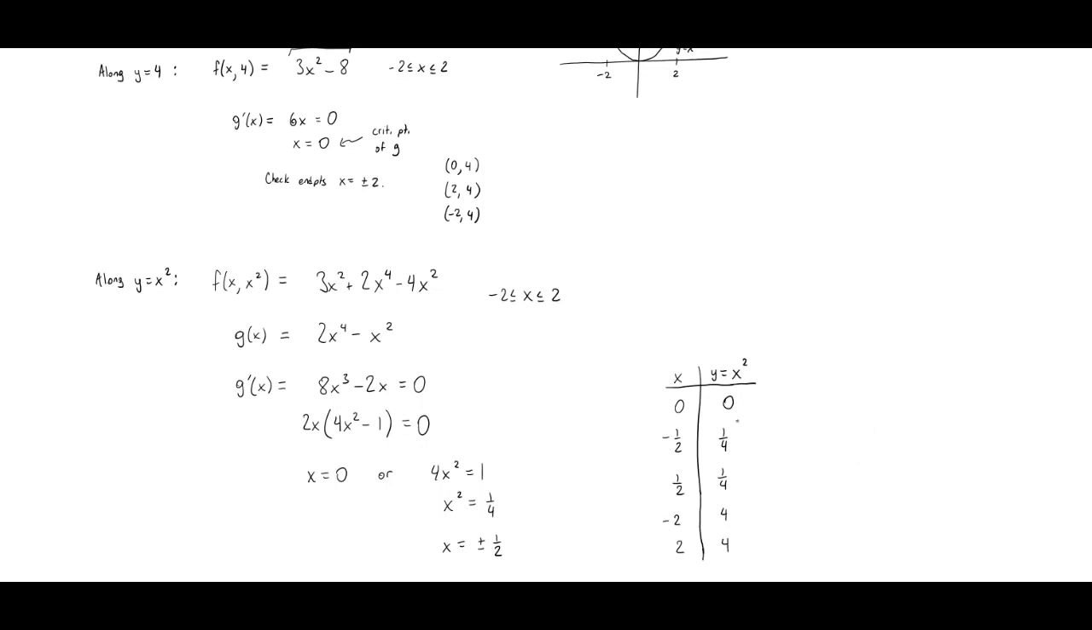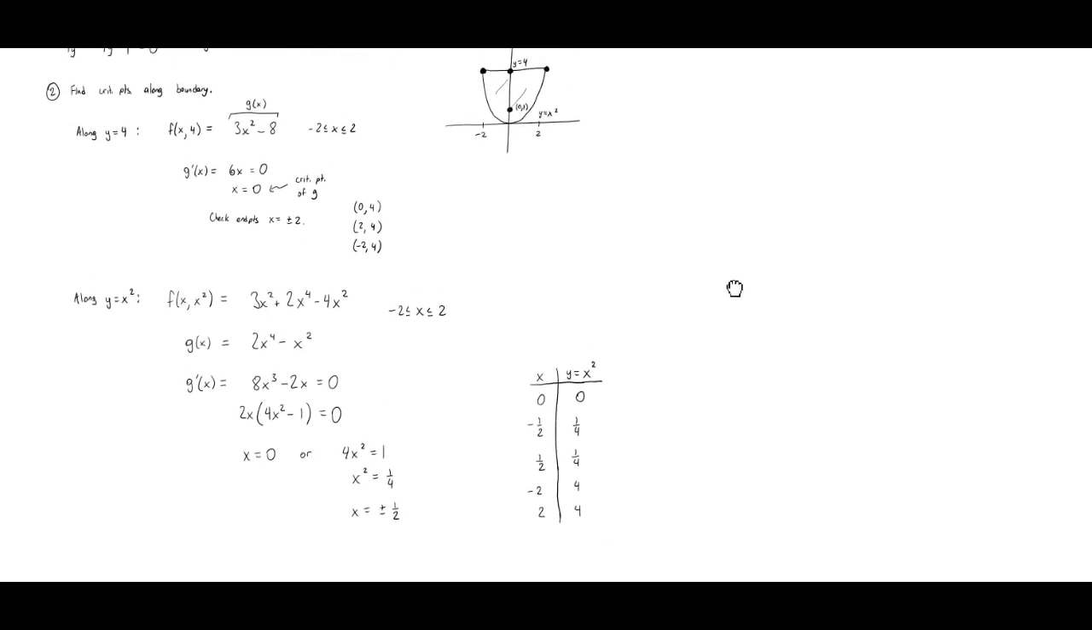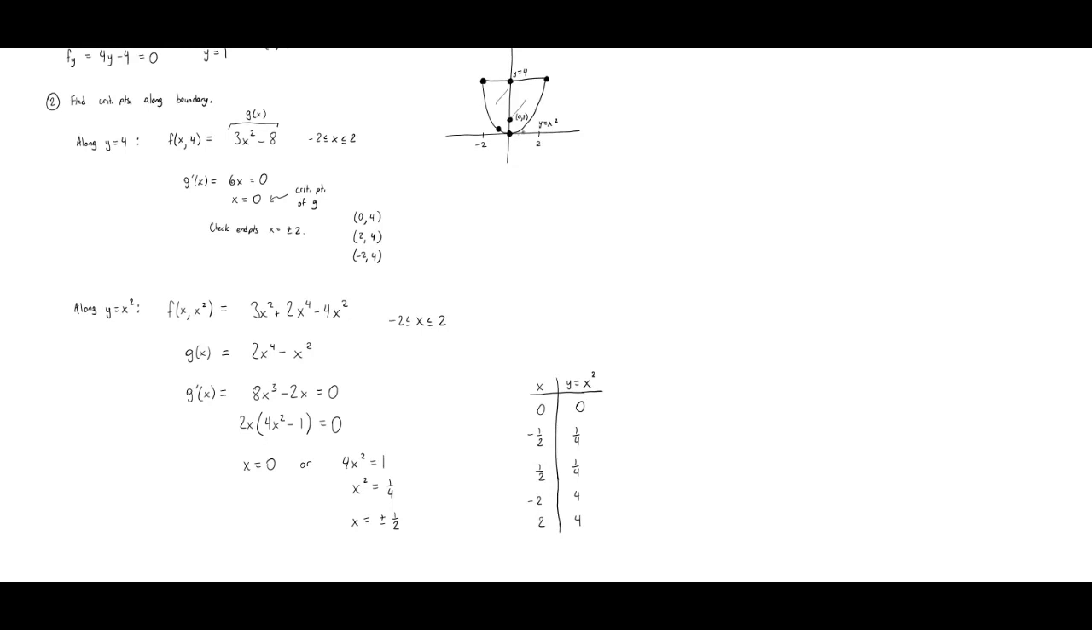So I have in my picture the point 0, 0 along the boundary. The point x is negative 1/2, y is 1/4, that's about here or so. And x is positive 1/2, and y is 1/4, so maybe about here. Negative 2, 4, and 2, 4, those were these 2 points which we kind of already found, all right? So in total, I found 1 point on the inside and 6 points on the boundary.